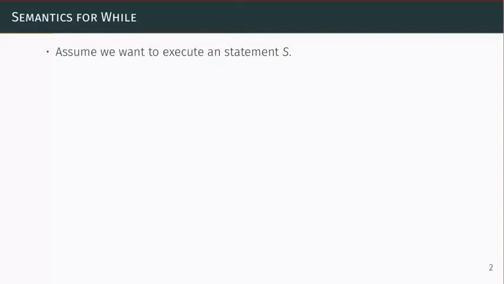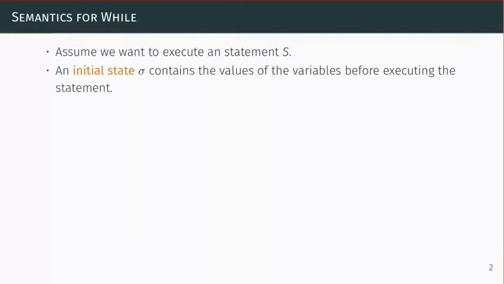So assume that we want to give semantics to the execution of a statement. We assume that we have an initial state that gives the values of the variables before executing the program. Unlike expressions, statements don't return anything, but they change the state. So the result of executing a statement is a final state, what we call sigma prime.